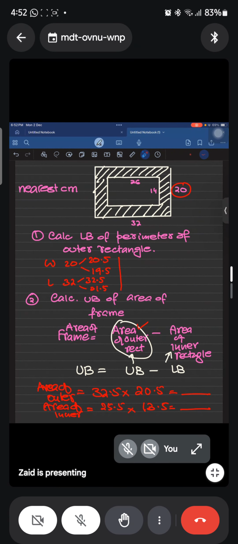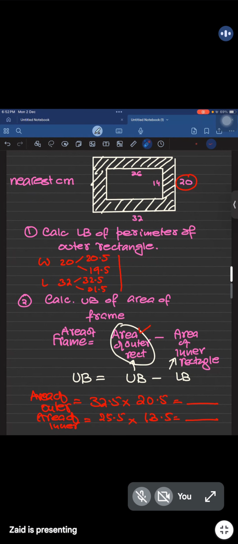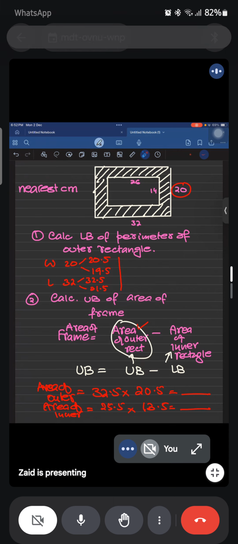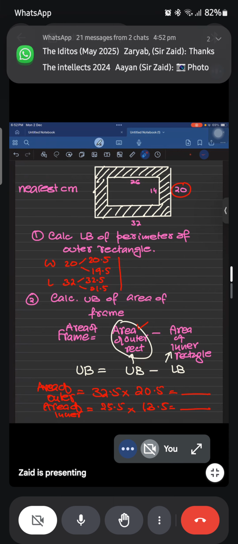Anyone with the final answer for this question? Yes, sir. I have the final answer. What's that? 322. MashaAllah, good. Nice.